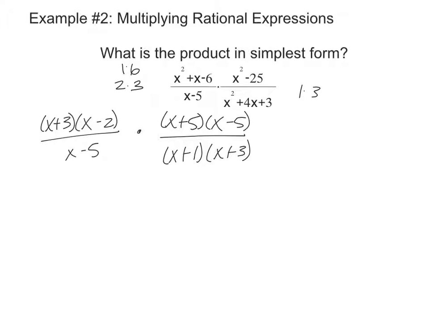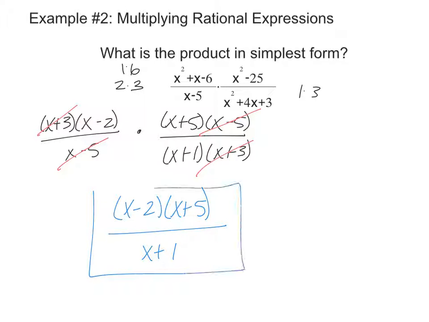All right, let's start by simplifying diagonally. So diagonally, I see that I have an x minus 5 and an x minus 5 in common. And I also have an x plus 3 and an x plus 3 in common. Now, as far as vertically, I don't see anything vertically that can be reduced. So our final answer is x minus 2 and x plus 5 over x plus 1. And we are done. And no, we would not then multiply the numerator. We would just leave it as factors.